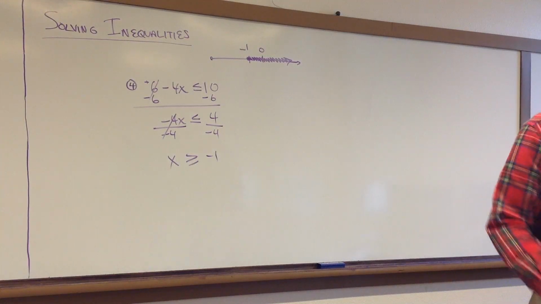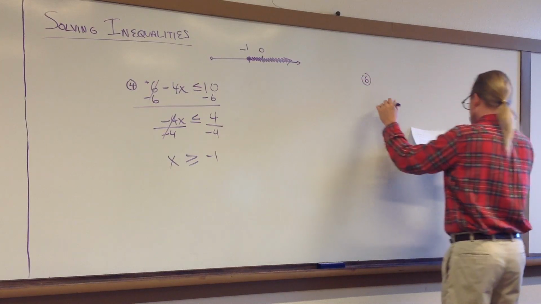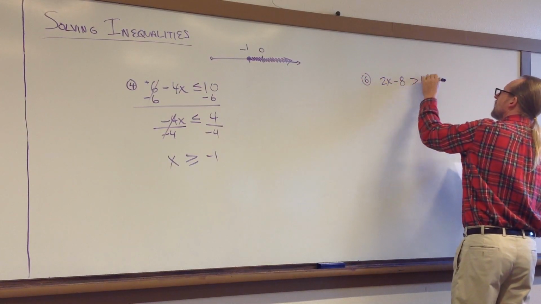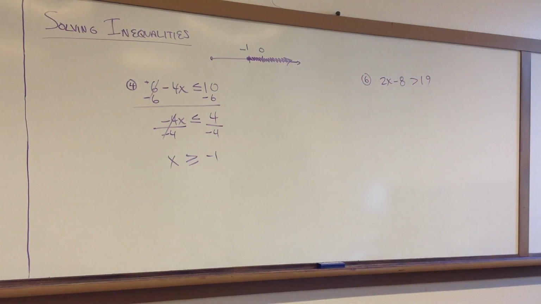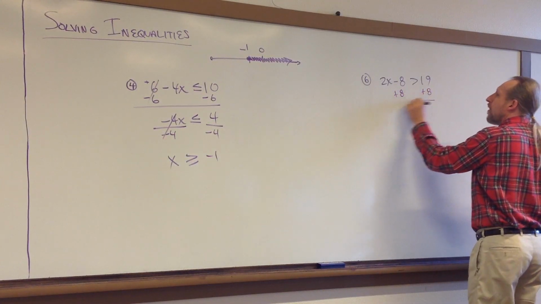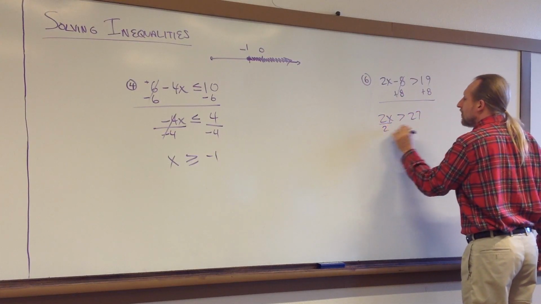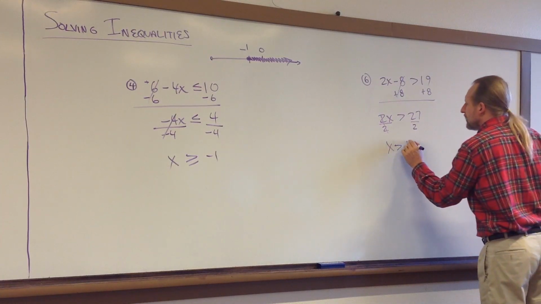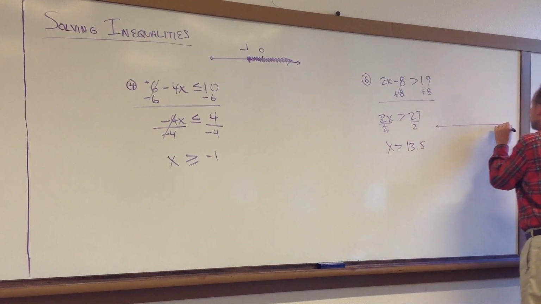Okay, that's problem 4. Let's look at problem 6. We've got 2x minus 8 greater than 19. Let's add 8 to both sides. 2x greater than 27. Divide on both sides by 2. And this will be, what, 13.5.